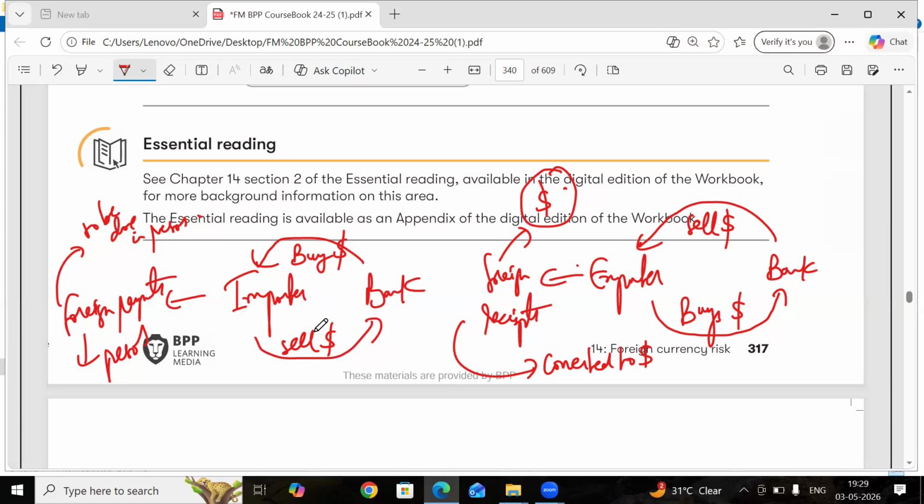We'll make it stepwise. Importer sells dollars, step one. Bank buys dollars, step two. Exporter buys dollars, step one. Bank sells dollars, step two. Like this. Step two belongs to the bank and step one belongs to the importer or exporter. Okay, let's move forward.